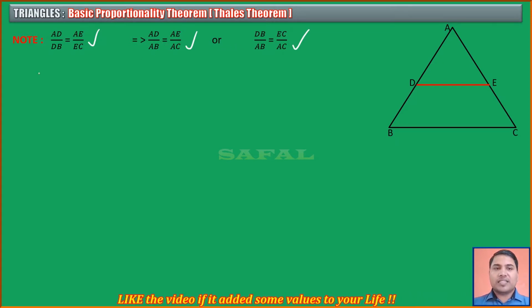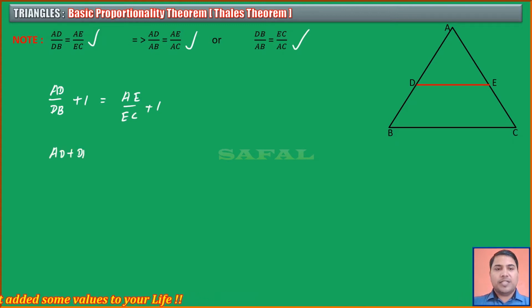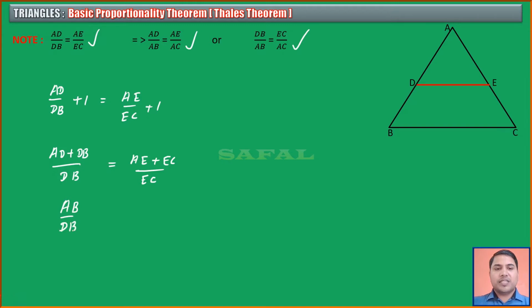Now how are we getting this? You can simply add 1 to both sides of this. So AD by DB plus 1, and AE by EC plus 1. So what I'll get? AD plus DB by DB equals AE plus EC by EC. Now AD plus DB is nothing but AB. So AB by DB, and here AC by EC.